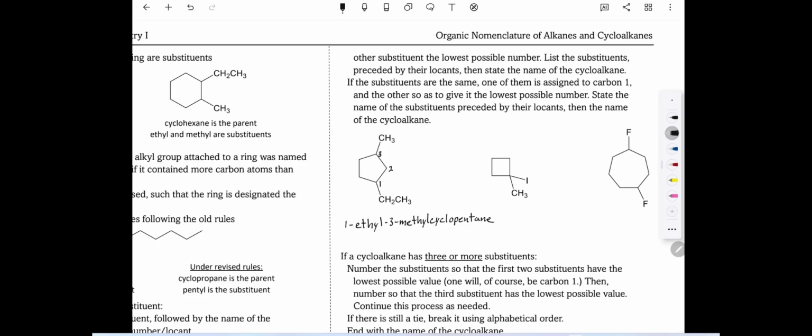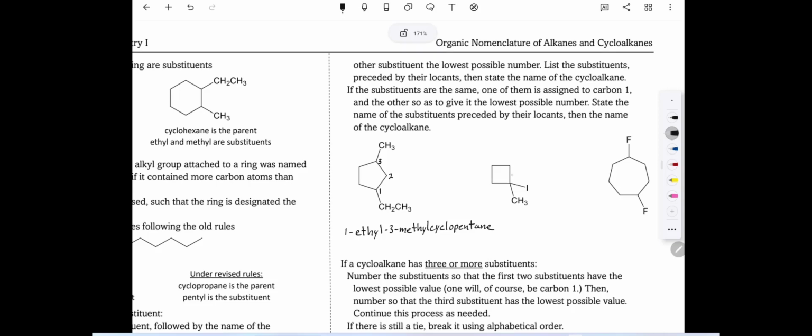In the next case, the substituents are on carbon number 1, no matter how I look at it. So this is simply carbon number 1. Iodo comes first, alphabetically, then methyl. So the name of this compound is going to be, let me go ahead and put the name above the ring here. So it's going to be 1-iodo, 1-methyl, and with 4 carbons in the ring, that will be cyclobutane.